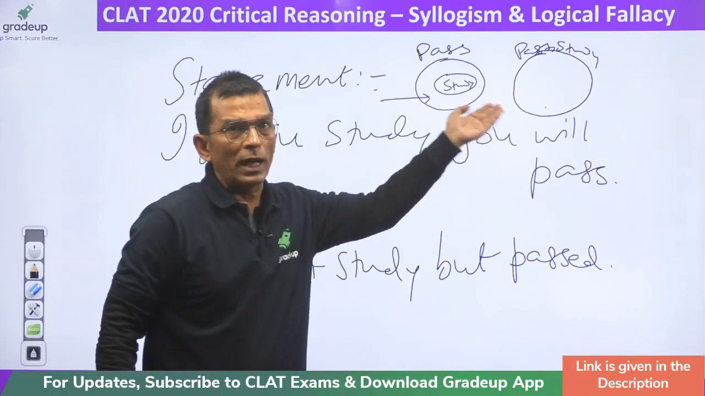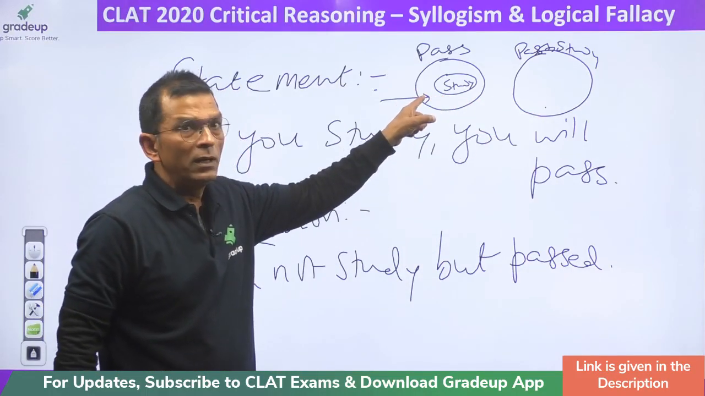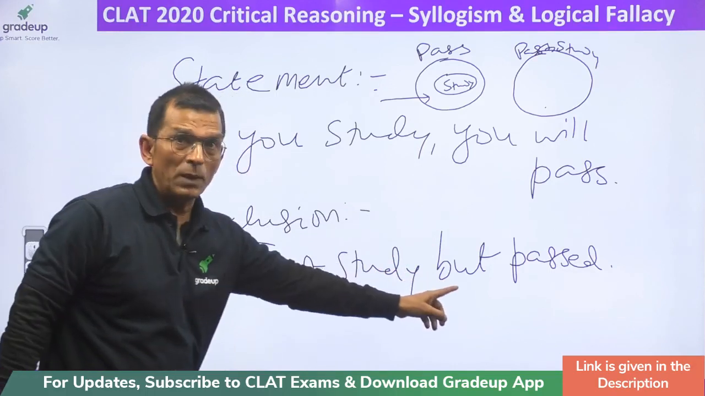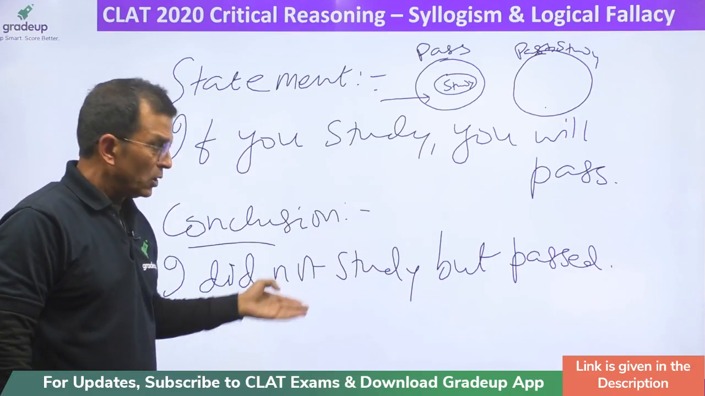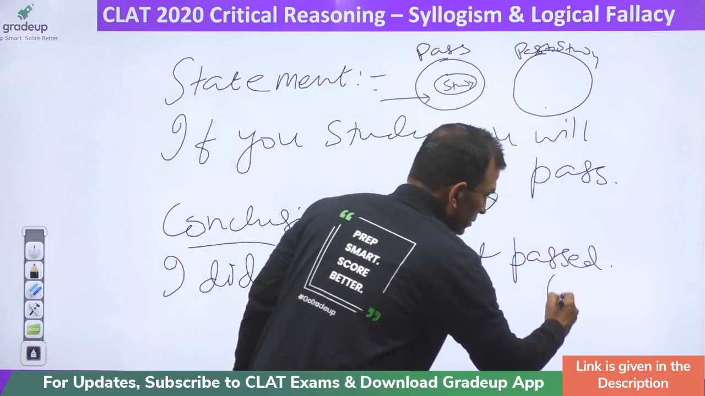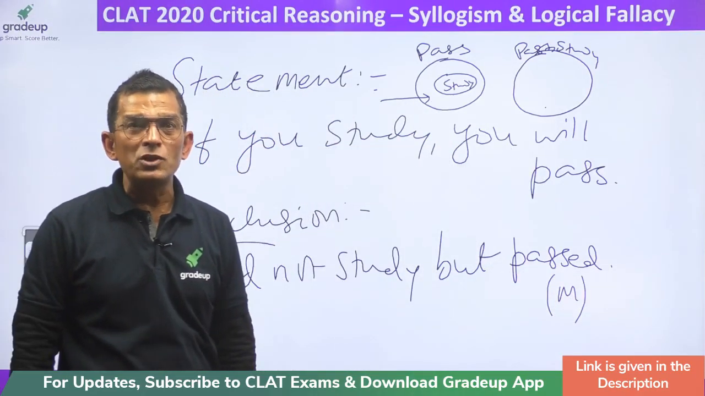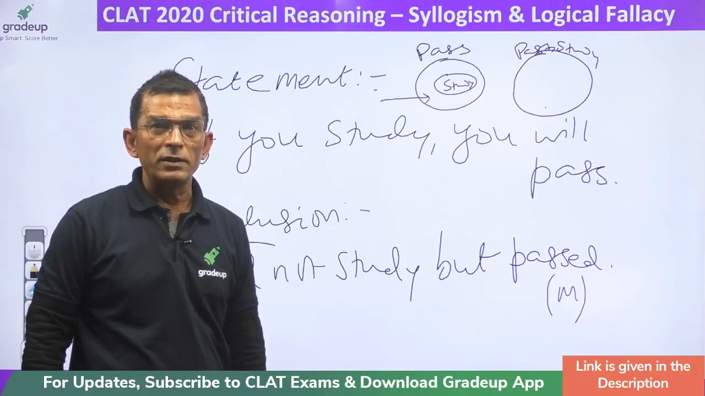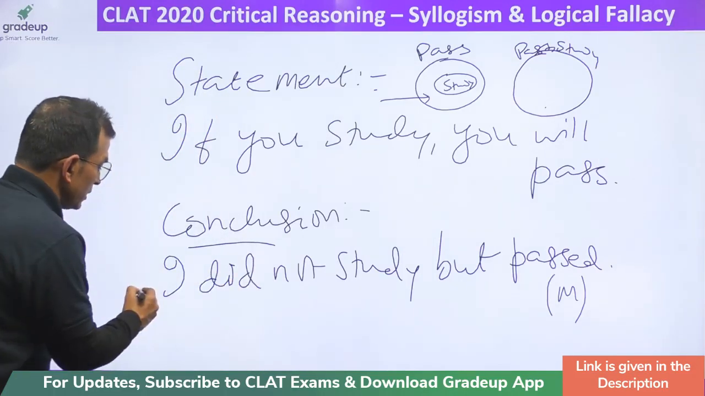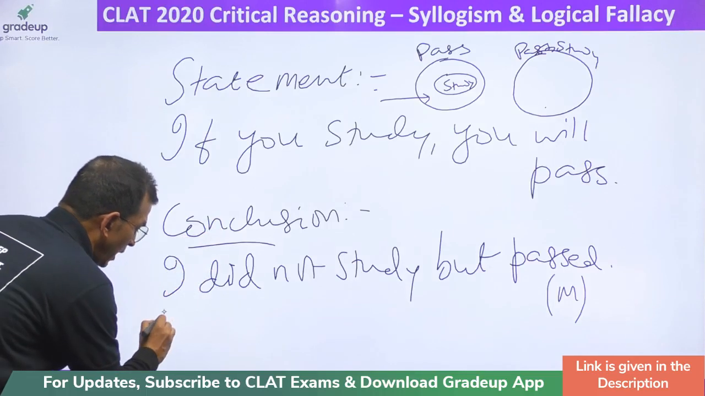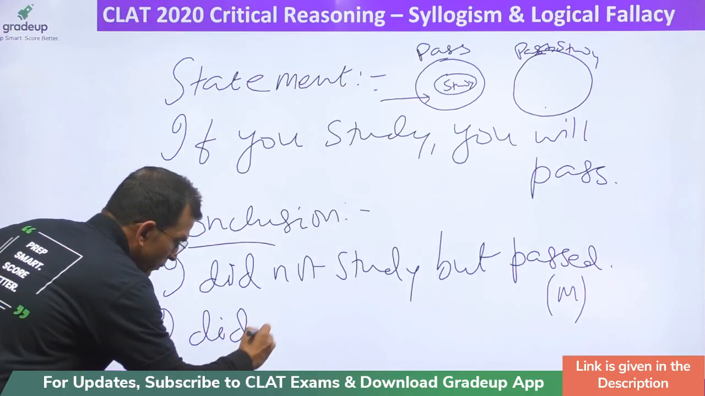Therefore, I am drawing these two diagrams. Okay, and if you are here, you are passing, but you did not study. So this is a possibility. Understand why I am teaching you syllogisms. Now, the second conclusion I am drawing is, I did not pass.